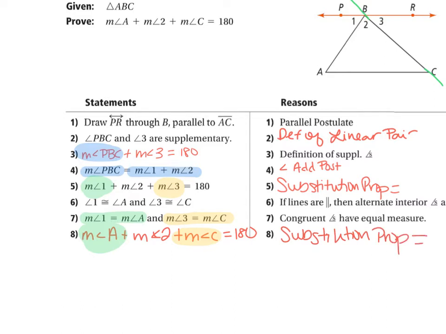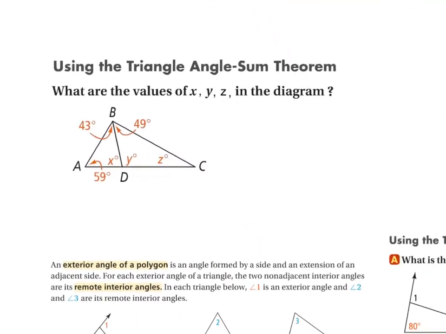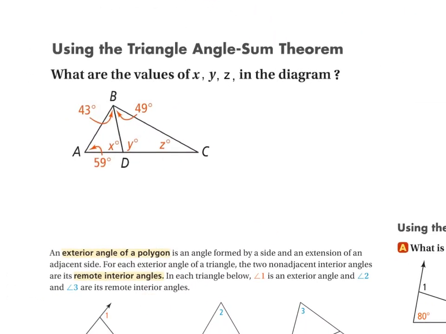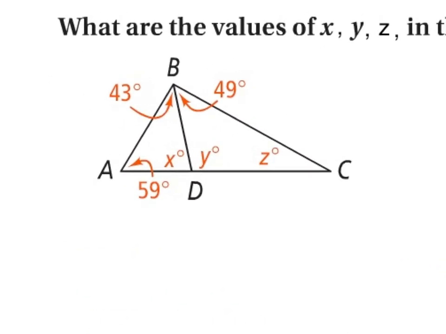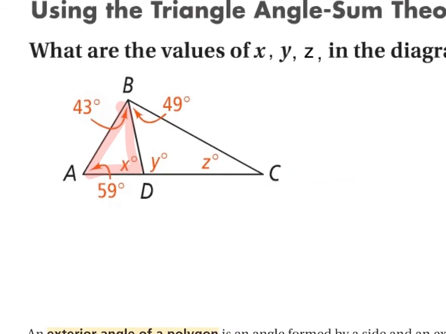All right, now let's go to the next page. Now we get to start doing some math. Okay, what are the values of x, y, and z in the diagram? So first, let's solve for x. So if you can see, we technically have three triangles. We have this one, we have this one, and then we have the whole thing, the two put together, right? Okay, so first let's just talk about the first one. So this one right here. What are we going to do to solve for x?